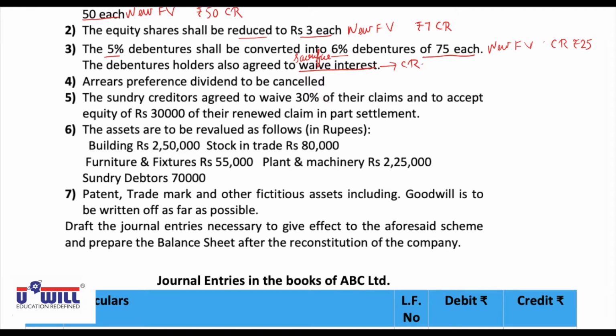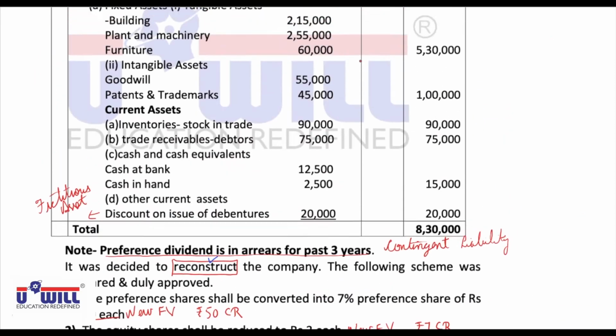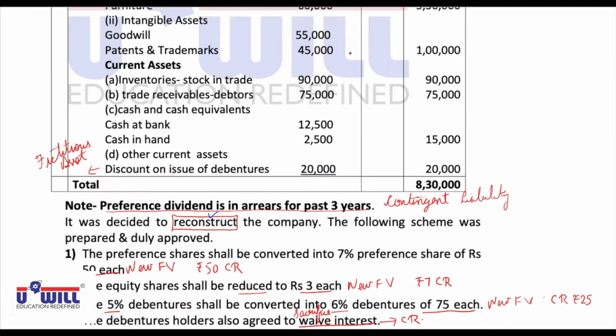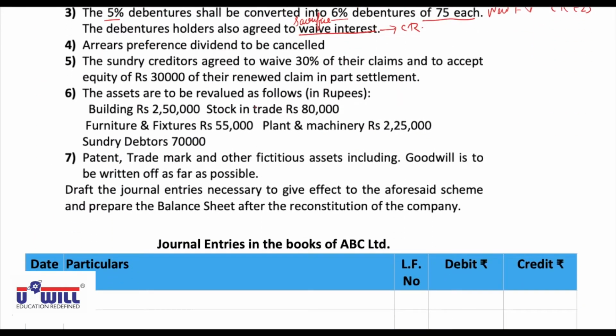Debenture holders agreed to sacrifice interest, so the entire outstanding interest of 30,000 will be transferred to capital reduction. Arrears of preference dividend to be cancelled will have no entry. As we discussed, that entry will be passed only if the preference dividend is paid.